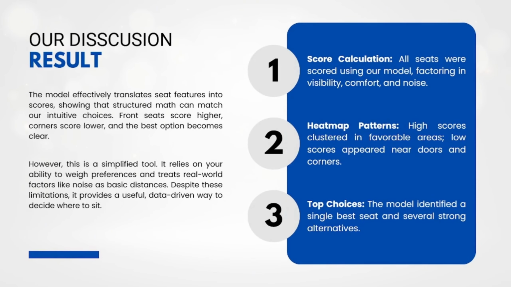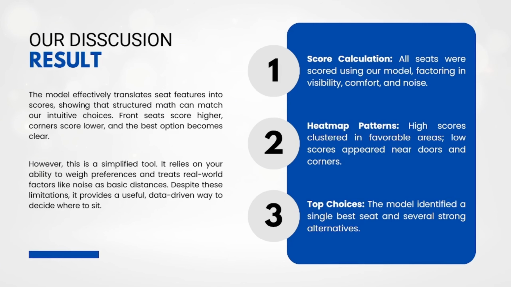So now we discuss the results. The model here effectively translates seat features into scores, showing that structured math can match our intuitive choice. Front seats score higher, corners score lower, and the best option becomes clear. Now, however, this is a very simplified tool. It relies on your ability to weight preferences and treats real-world factors like noise as basic distances. Despite this limitation, it provides a useful data-driven way to decide where to sit.